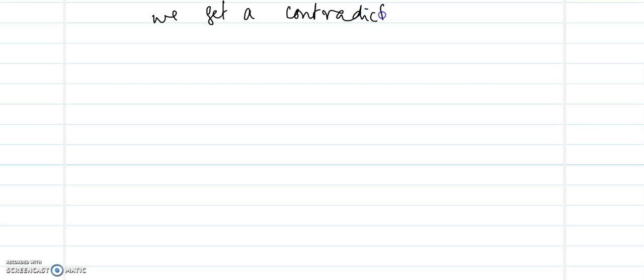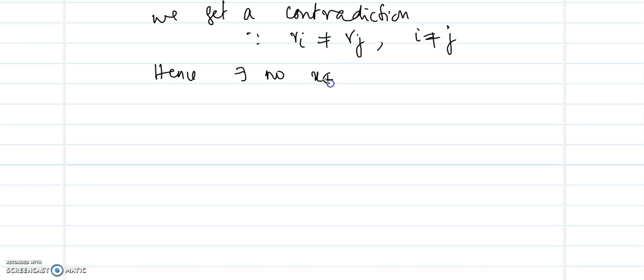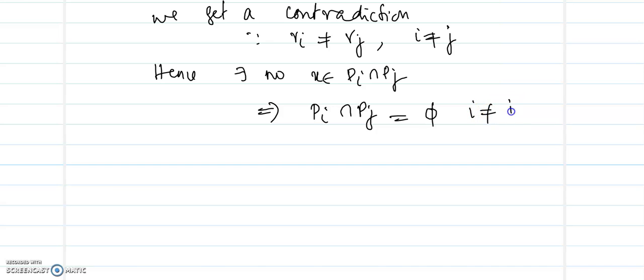So that's a contradiction since ri is not equal to rj when i is not equal to j. Hence there exists no x that belongs to pi intersection pj, so that implies pi intersection pj is equal to the empty set when i is not equal to j. So pi intersection pj must be an empty set.